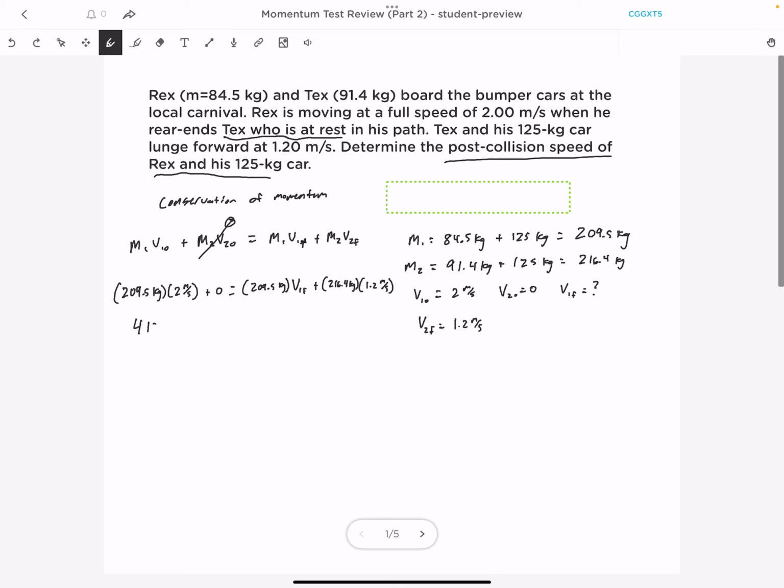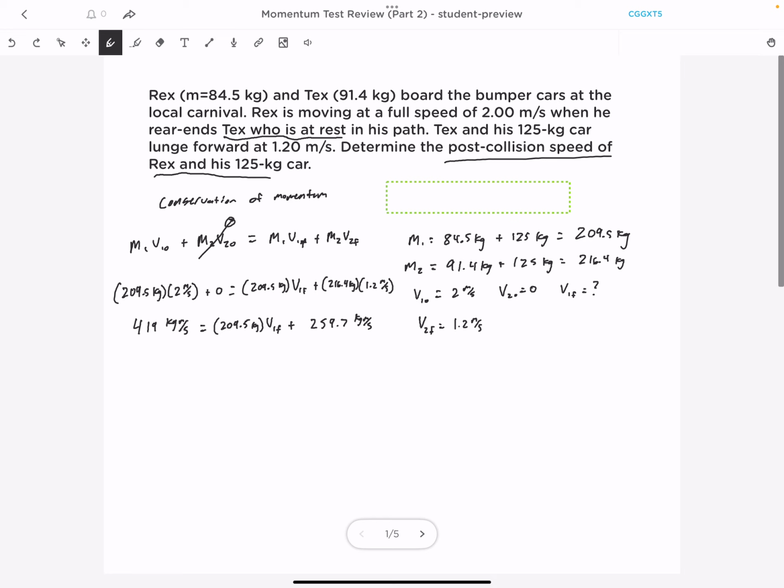Okay. So this is the final momentum of Tex. And then we have the initial momentum of the system, which is just the momentum of Rex. So I know that whatever's left over has to be the final momentum that Rex is going to have. So Rex has all the momentum of the system at the beginning. He bumps into Tex, gives Tex some of his momentum, and we're determining what's left over, right?